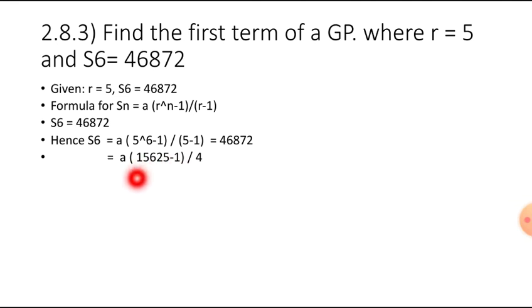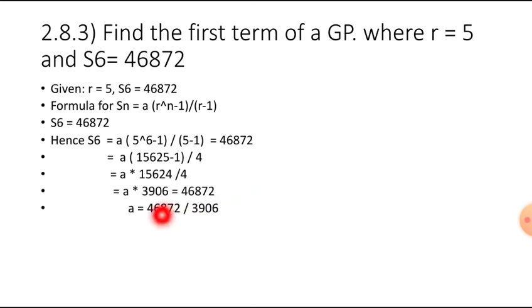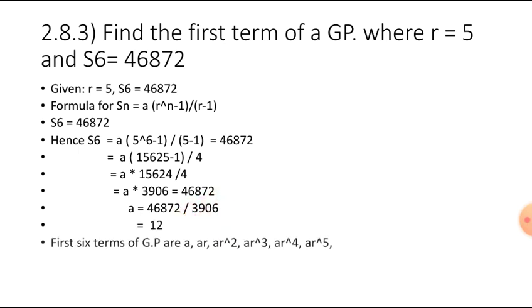On the left hand side, we have A into 1506.24 divided by 4. On the right hand side we will be getting 46,872. So finally we will get the value of A equal to 46,872 divided by 3,906, that is equal to 12. So the question they asked, the first term of the geometric progression, is A equal to 12.